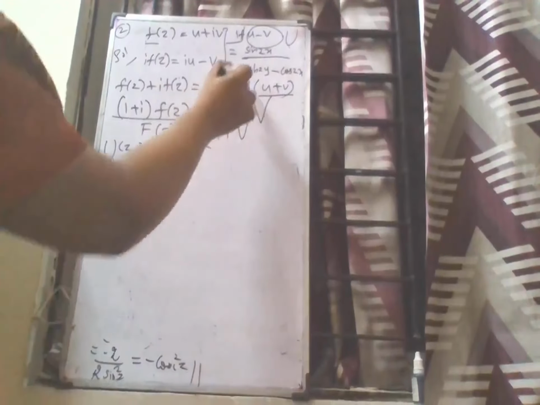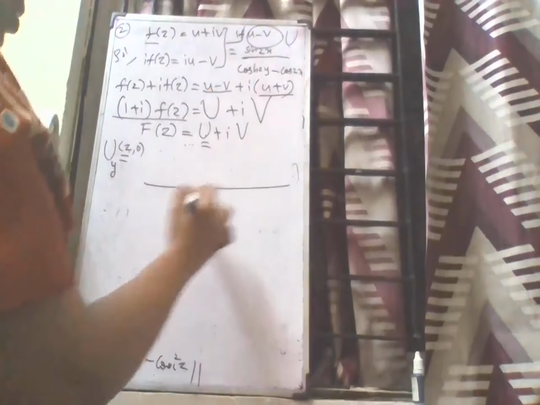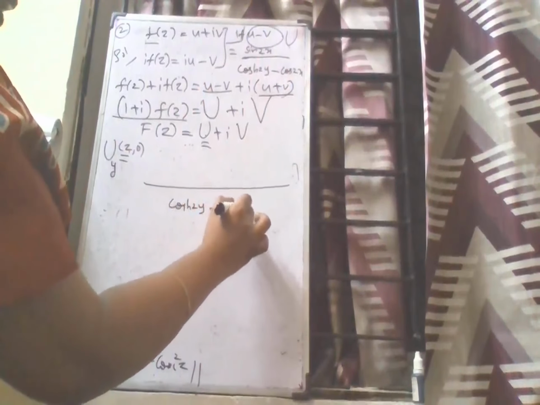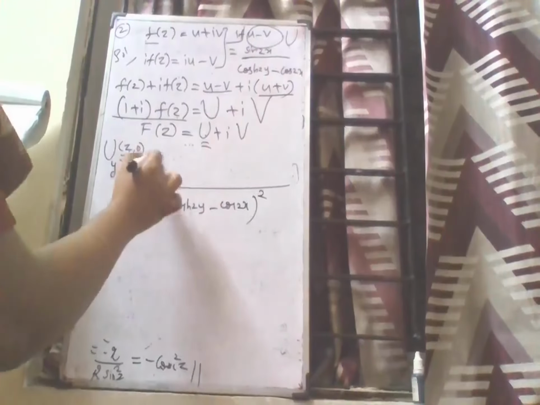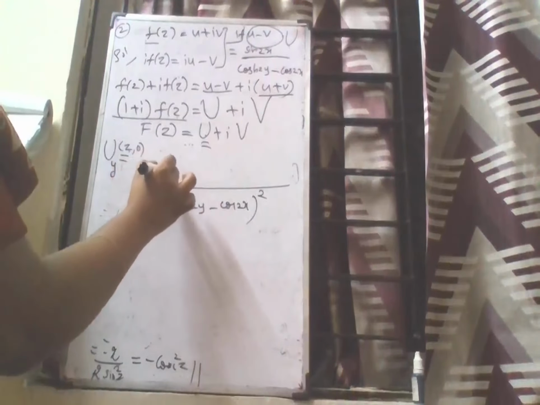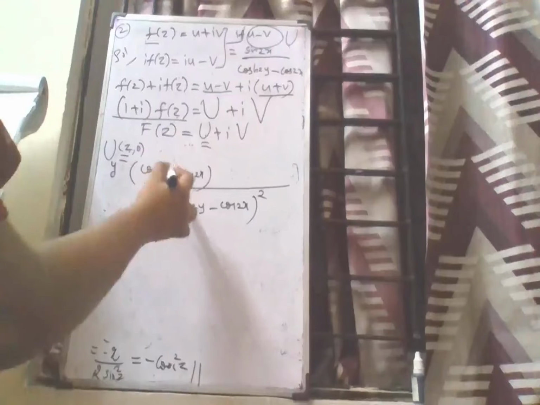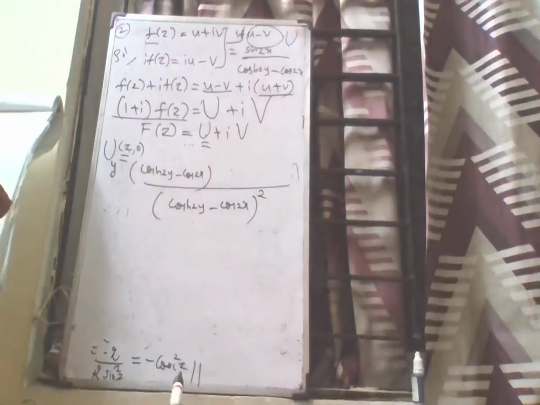Next, I'm going to find uy, uy of z comma 0. So uy, same thing. Where is my function? Somewhere here: sin 2x by cos h 2y minus cos 2x. So differentiate, cos h 2y minus cos 2x the whole square. V square v du, right? Cos h 2y minus cos 2x, v square v of du. Differentiate this with respect to y.